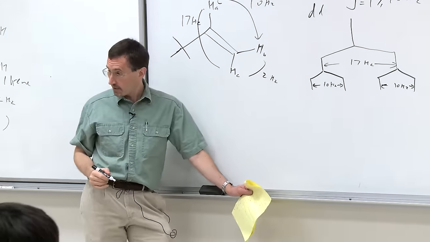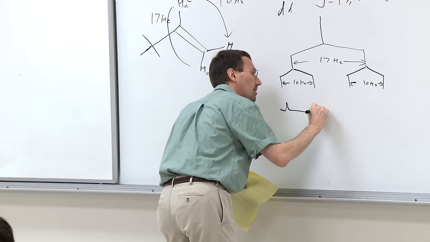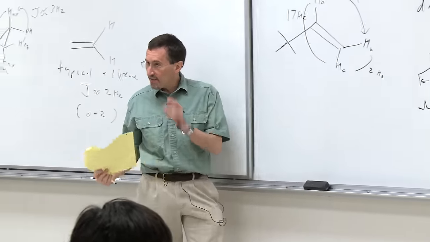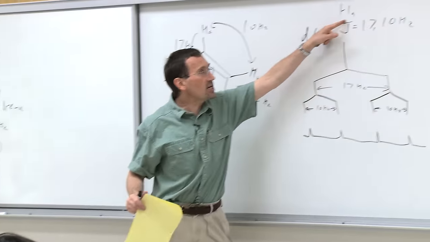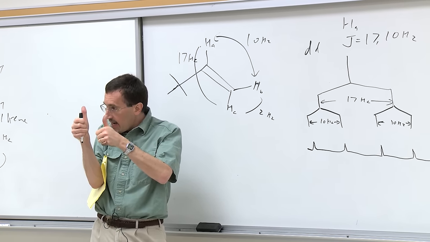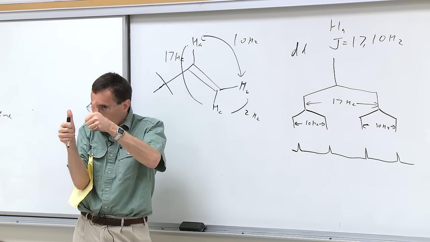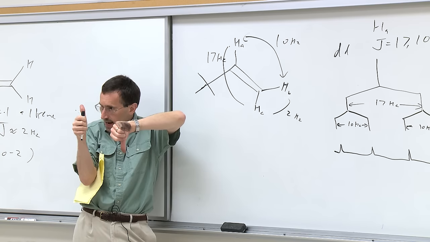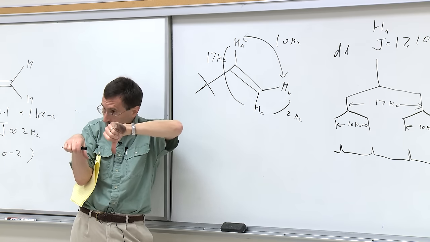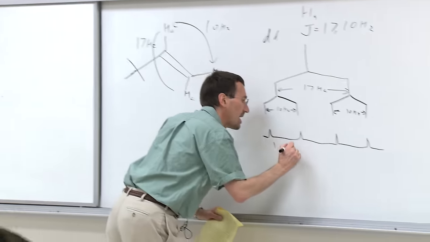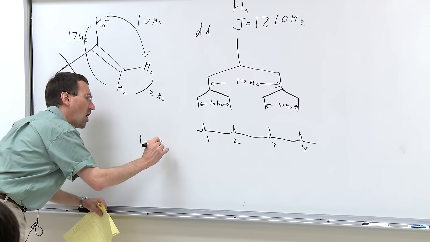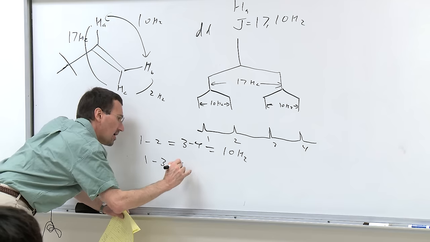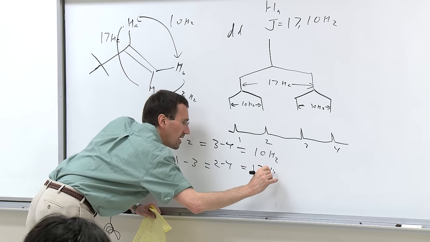And so you get a four-line pattern, a doublet of doublets, where you get line, line, line, line. This way of thinking sequentially is the same way of saying, okay, HA can see both HB and HC spin up, or it can see HB spin down and HC spin up, or it can see HC spin down and HB spin up, or it can see both spin down. And the net result then is that if we call our lines 1, 2, 3, and 4, that 1 to 2 and 3 to 4 are going to be 10 hertz, and that 1 to 3 and 2 to 4 are going to be 17 hertz.